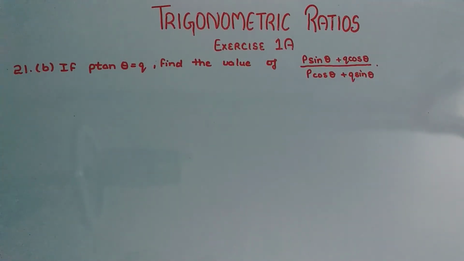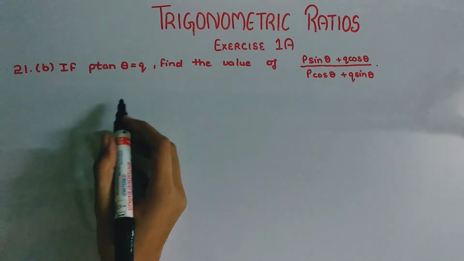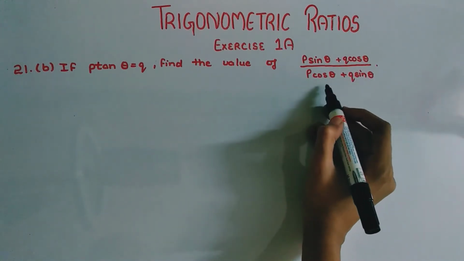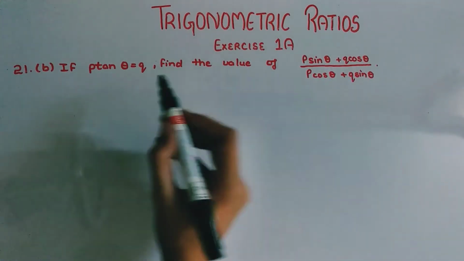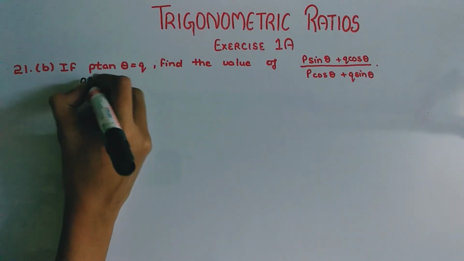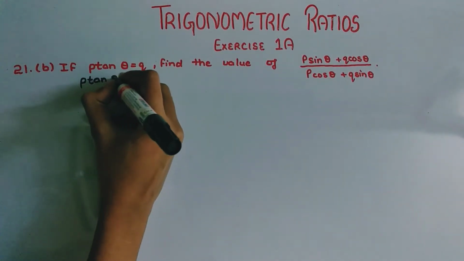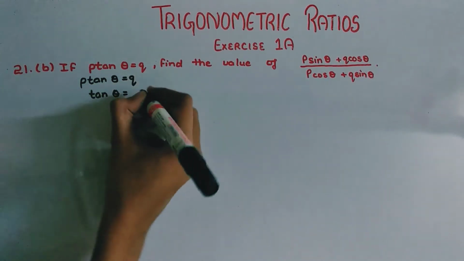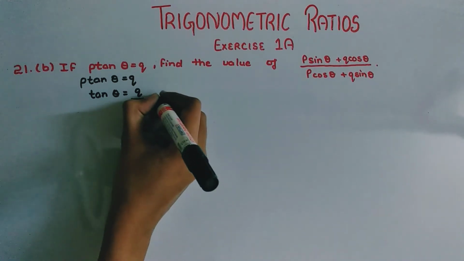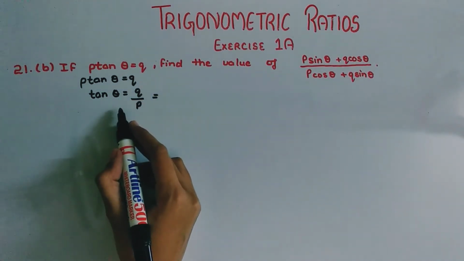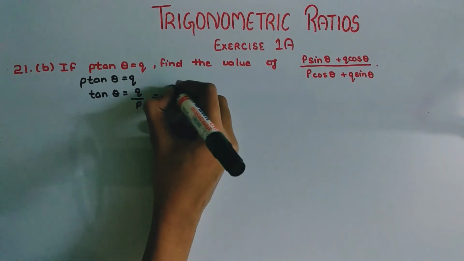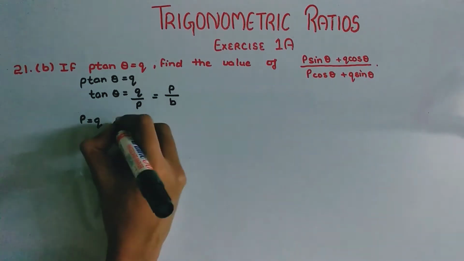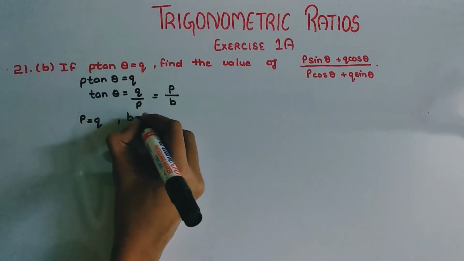Our 21st question is, if P tan theta is Q, we need to find the value of (P sin theta plus Q cos theta) divided by (P cos theta plus Q sin theta). First of all, we have the equation P tan theta is equal to Q. That means tan theta will be equal to Q divided by P. But we know that tan of any angle theta is equal to its perpendicular divided by base. Hence the value of perpendicular is Q and that of base is P.